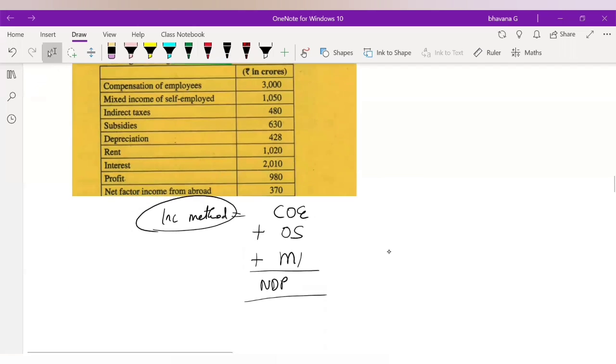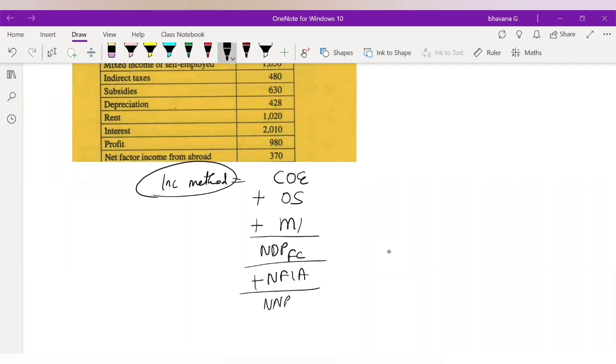You will not get GDP MP. Here is where you go wrong. In the income method, if you do these 3 additions, you will only get NDP at FC. Correct? So you'll only get NDP at FC. You have to always remember this. In this, if you add NFIA, you will get your national income, which is nothing but NNP FC.